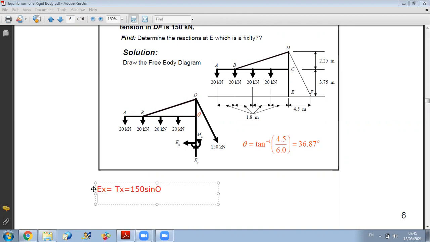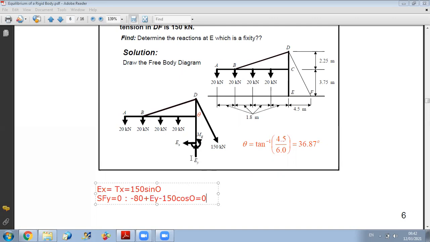The second equation I can write is sum of Fy equals 0, which will give me minus 20 times 4, so minus 80, plus Ey, minus the Ty. Ty is negative, so it's minus 150 cosine theta equals 0. This equation will give me the value of Ey.